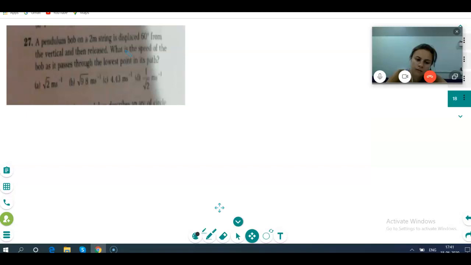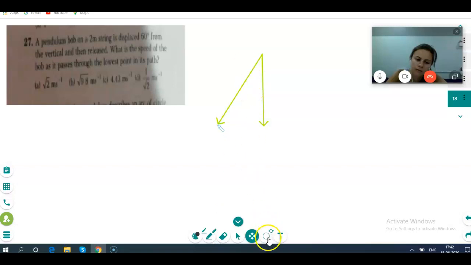A pendulum bob on a 2-meter string is displaced 60 degrees from the vertical and then released. So it's like this, from vertical, right? Yes, it is a pendulum.